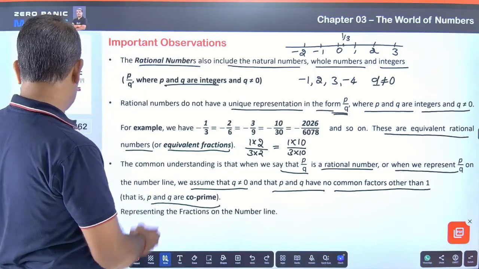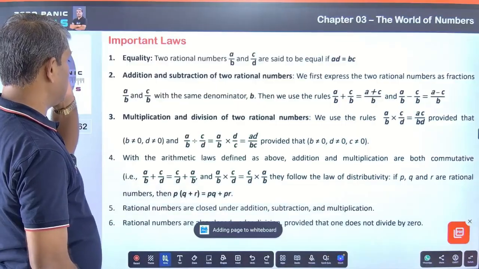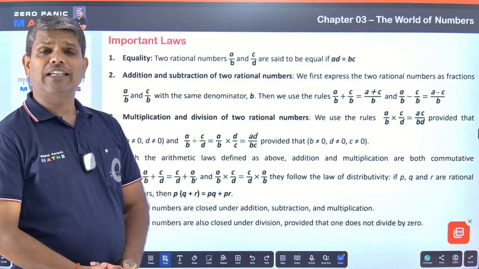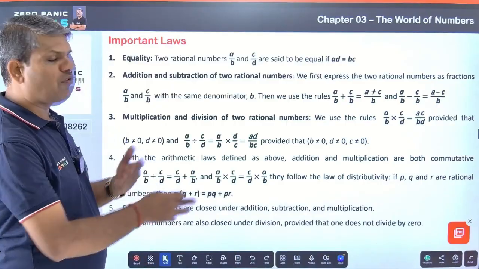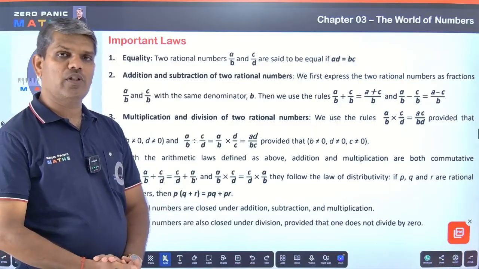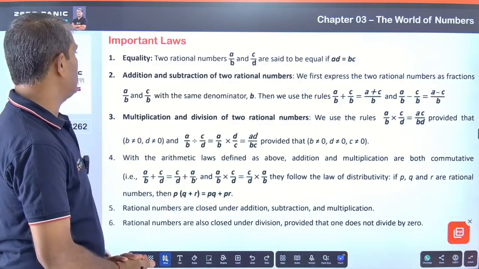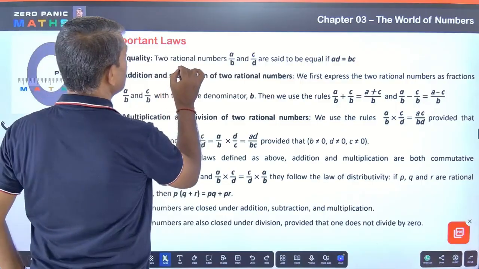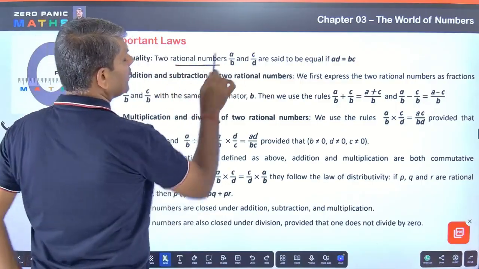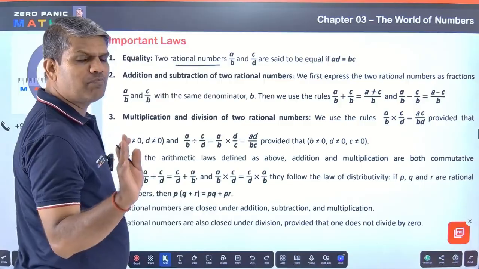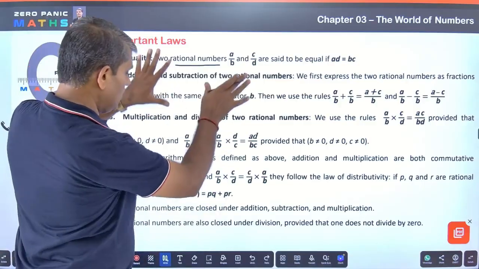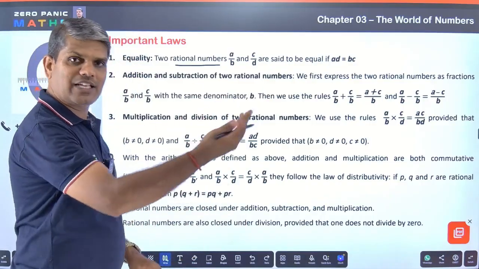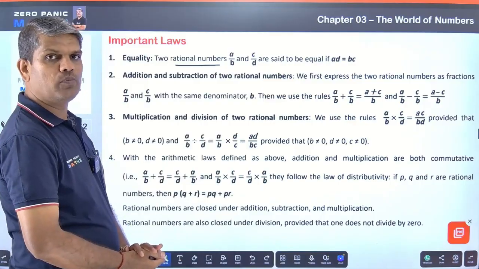Okay, now let us quickly move to some of the important laws that can be used for performing certain arithmetic operations onto the fractions and rational numbers. Okay, so equality, when two rational numbers are said to be equal. Listen to me carefully, these are very simple laws only, but you need to make a note of this, and based on these laws only, the next coming exercise set should be resolved.